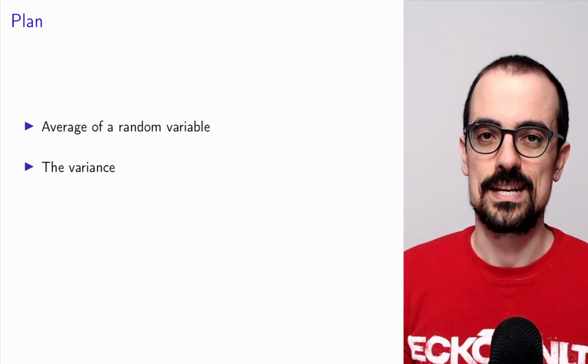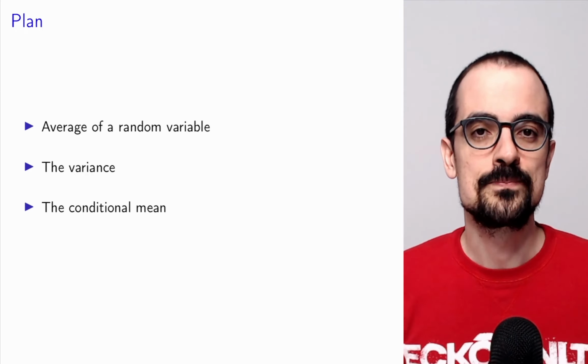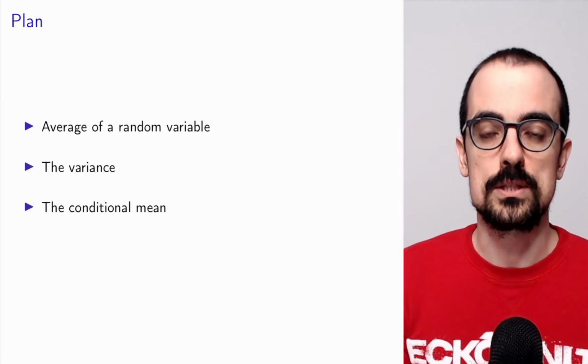This is the plan for this overview video. We will start discussing what is the average of a random variable. Then we will talk about the variance, which captures variations in random variables, in random quantities. Then we will talk about the conditional mean and how it connects to the regression problem. And finally, we will talk about estimating causal effects from data, which is the causal inference problem. Let's begin by talking about the average of a random variable.